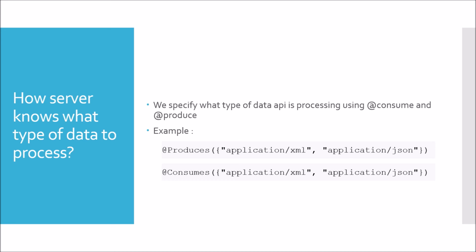Instead of directly using the @Produces annotation and @Consumes annotation, inside @RequestMapping you can pass consumes equal to application/XML or application/JSON also.